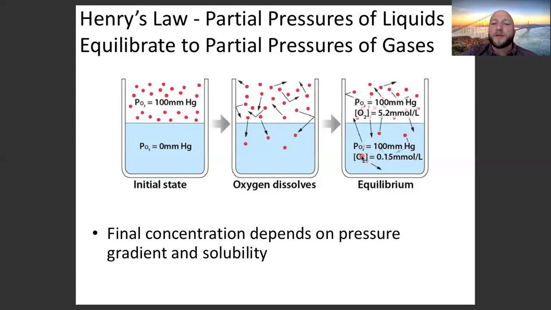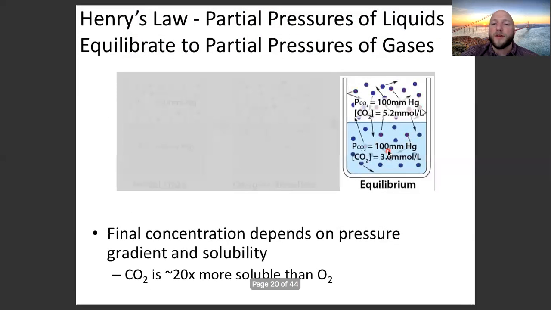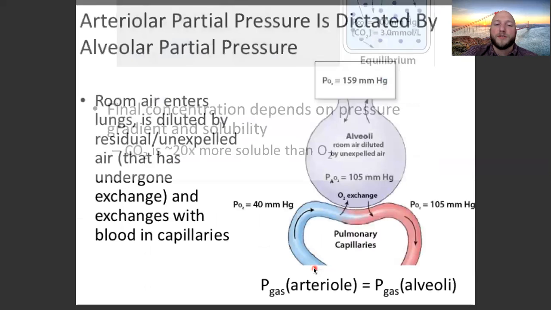Oxygen has a very low solubility within water, so it's going to reach that 100 millimeters of mercury partial pressure with only a small number of molecules. CO2 is much more soluble, so it'll reach that 100 millimeters of mercury equilibrium point at a higher concentration. Carbon dioxide is about 20 times more soluble in water than O2.